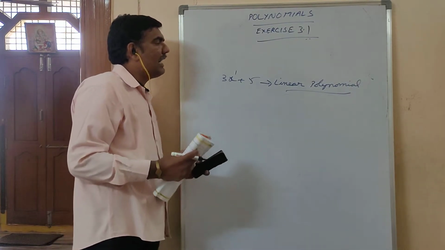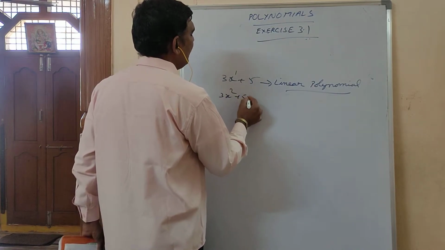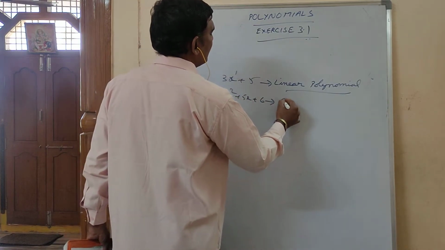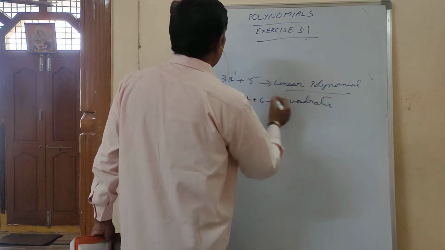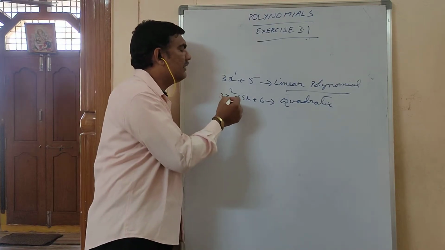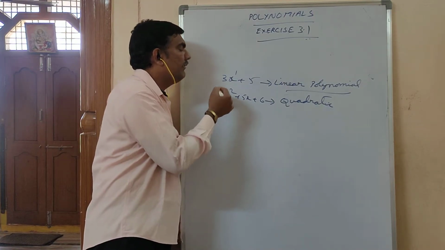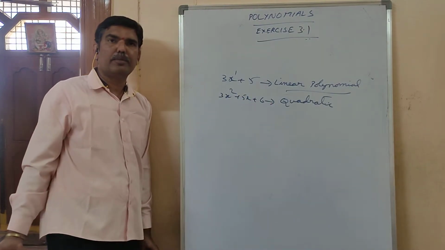Next, quadratic polynomial. So 3x square plus 5x plus 6. You can say its definition very easily. What is the degree of this polynomial? 2. If the degree is 2 and it is a polynomial, then it is called a quadratic polynomial.